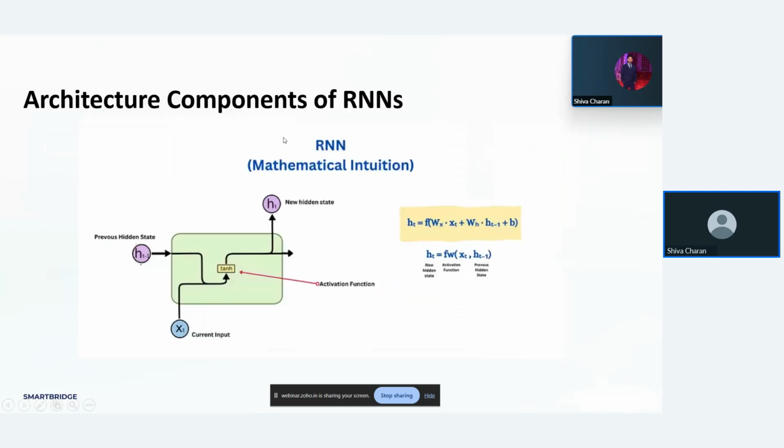Okay, now these are the architecture components and these are the weights. Xt is the current input, Wh is the weight for the hidden state, Ht minus 1 is the previous hidden state, and V is the bias over there. How is the new hidden state calculated? Look: the new hidden state is calculated from the current input and the previous hidden state. On top of that we add an activation function, okay? Taking these two inputs, the new hidden state is formed. Got it? How the new hidden state is forming?